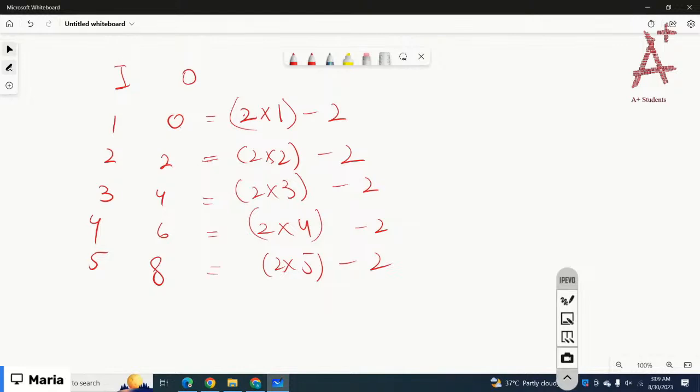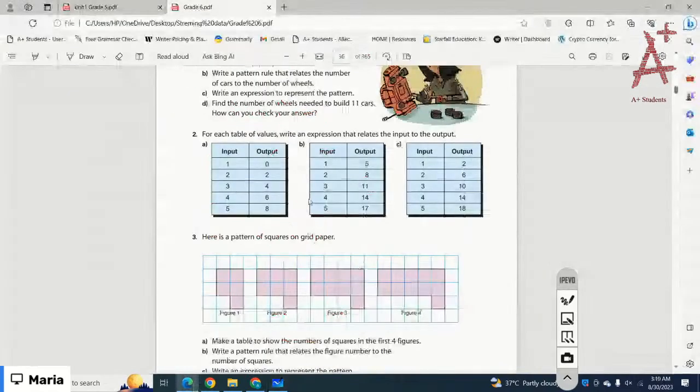You can see input is 1, you are multiplying by 1. Input is 2, you are multiplying by 2. Input is 3, you are multiplying by 3. This 2 is constant every time, and also this 2. So it would be 2n minus 2. That means the expression you have to make for the table is 2n minus 2. Okay, the next one is 1, 2, 3, 4, 5.